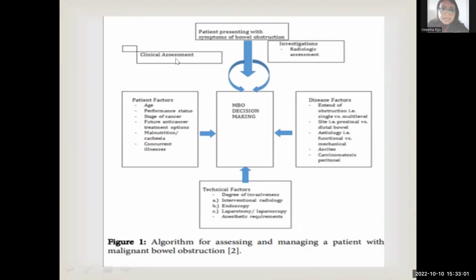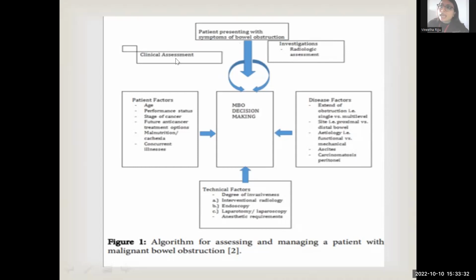Performance status in the sense, how much can the patient actually do? Can he put on his own clothes? Can he take a bath on his own? Can he even take a spoon to feed himself? Or does he need somebody to do all this for him? So you take the performance status of the patient. Is he able to walk around or is he completely in bed?